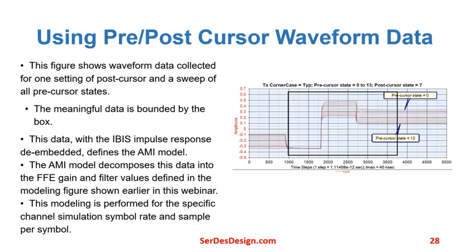Using the pre and post cursor waveform data. This figure shows the waveform data collected for one setting of post cursor and a sweep of all precursor states. The meaningful data is bounded by the box. This data with the IBIS impulse response, the embedded, defines the AMI model. The AMI model decomposes this data into FFE gains and filter values defined in the modeling figure shown earlier in this webinar. This modeling is performed for the specific channel simulation symbol rate and samples per symbol.